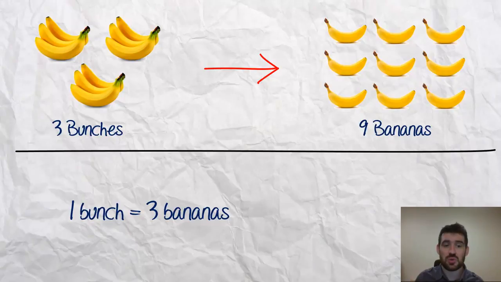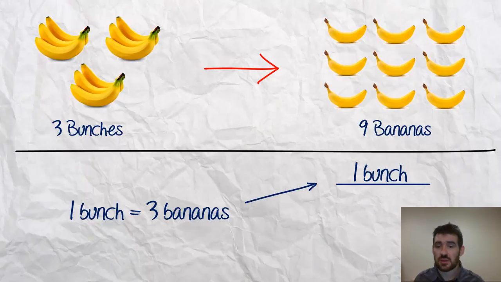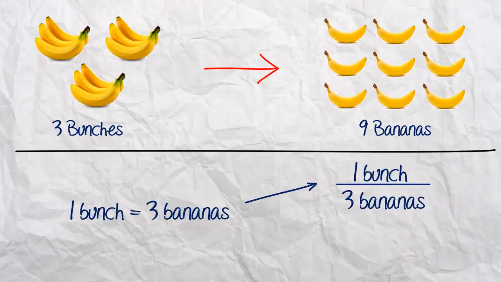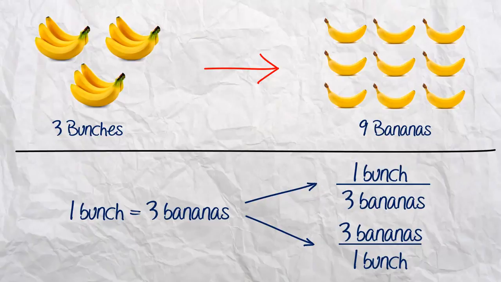We can come up with 2 different conversion factors. We can have 1 bunch per 3 bananas, or we can have 3 bananas per 1 bunch. Either of these conversion factors is useful. In this particular case where we're going to try and convert from bunches to bananas, we want to make sure that our final units are in units of bananas. So we use the conversion factor with bananas on the top.